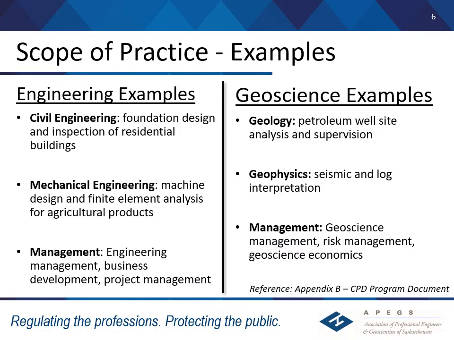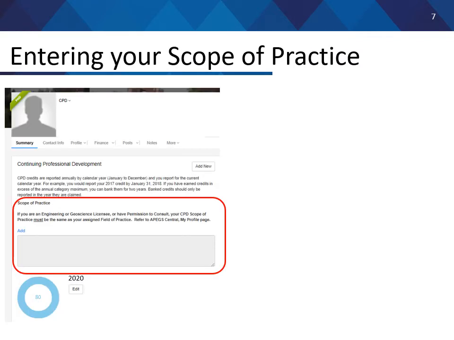Here are some examples of scopes of practice. As you can see, the descriptions are high-level and brief. Additional examples can be found in Appendix B in the CPD Program document. Please note that the list in Appendix B is not finite, and members can modify the descriptions as needed to best describe their area of practice. Once the scope of practice has been determined, members are required to enter it online on their CPD record. Here we have indicated the location of the scope of practice field.